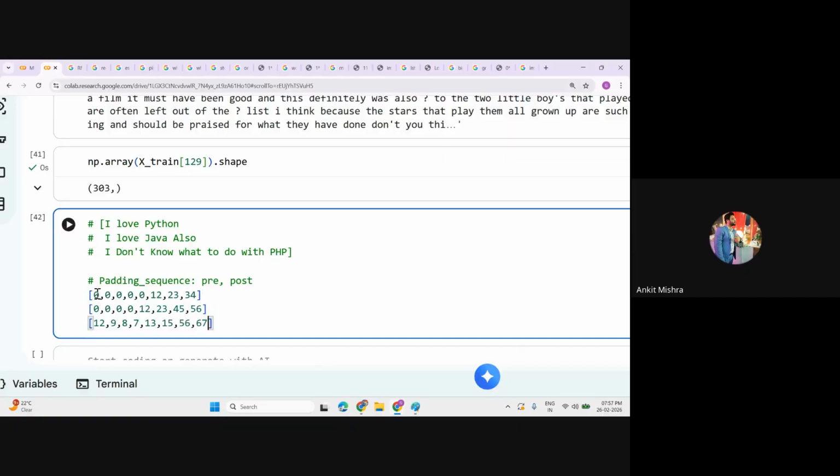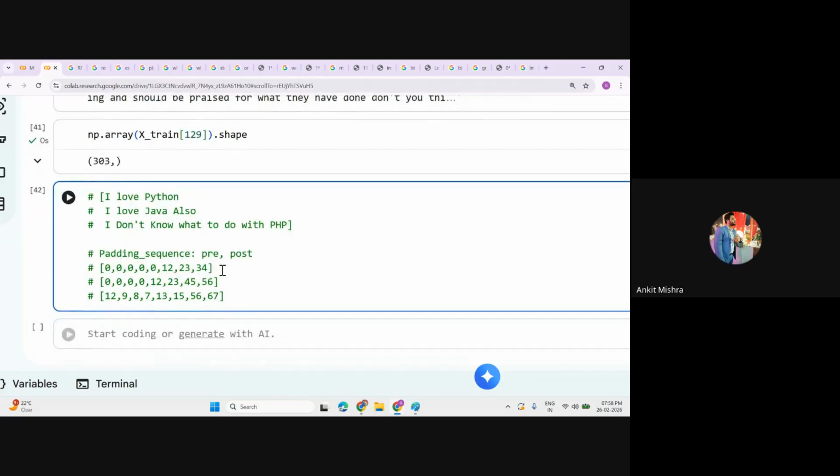Now you can check the shape. If I comment out this one, the values will be of shape 8 for all of them: 1, 2, 3, 4, 5, 6, 7, 8, and so on. This technique is called pre-padding sequence, because we are applying extra zeros at the start, the pre.